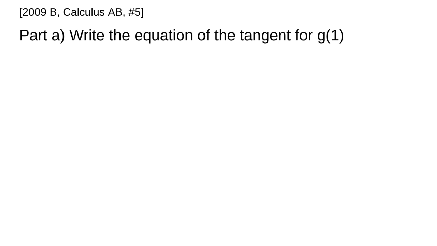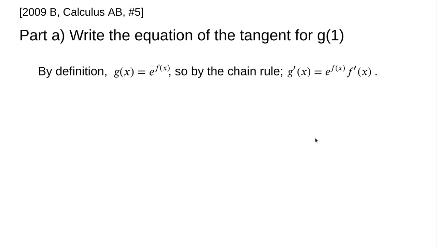In part A of the question, we are asked to write the equation of the tangent line at g of 1. In order to find the equation for the tangent line at g of 1, we need to find the slope of the tangent line at g of 1. Given that g of x is defined as e to the f of x, finding the derivative of g is an application of the chain rule. G prime of x would be e to the f of x times f prime of x.